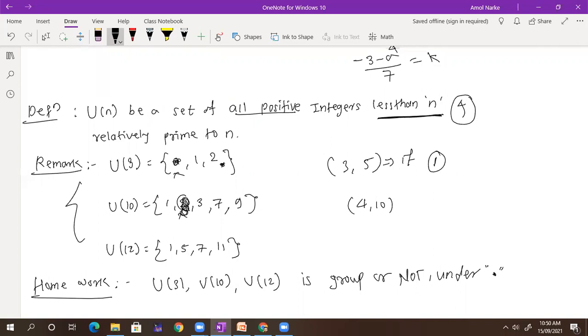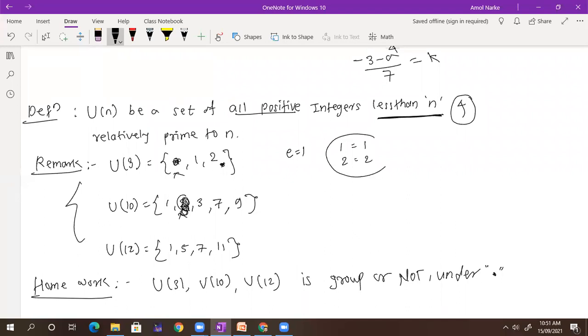Can someone tell me what is the identity element in U3? 1 is nothing but the identity. Very good. What is the inverse of 1? And what is the inverse of 2? It will be 2, because 2 into 2 is 4, and 4 is nothing but 1. Correct, the inverse of 2 is itself.